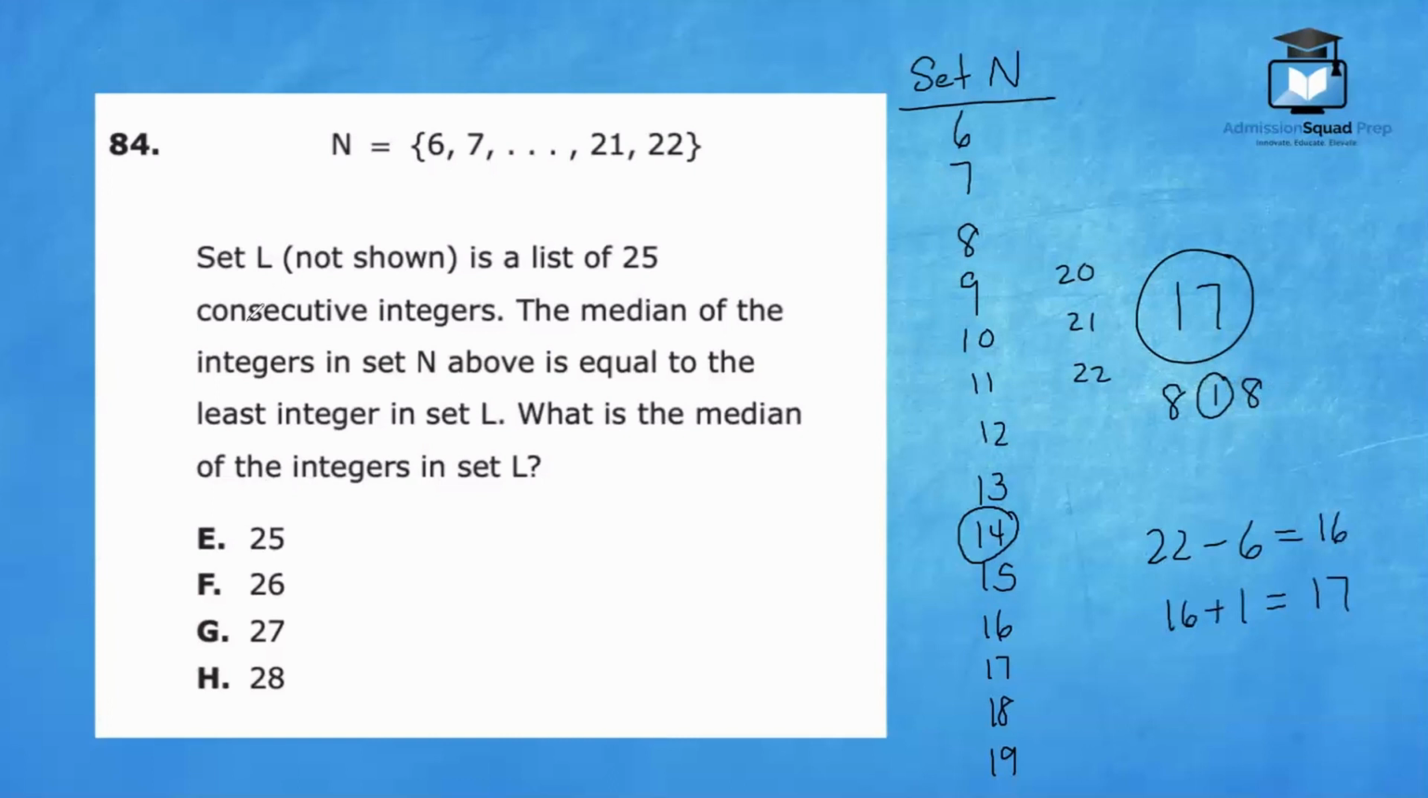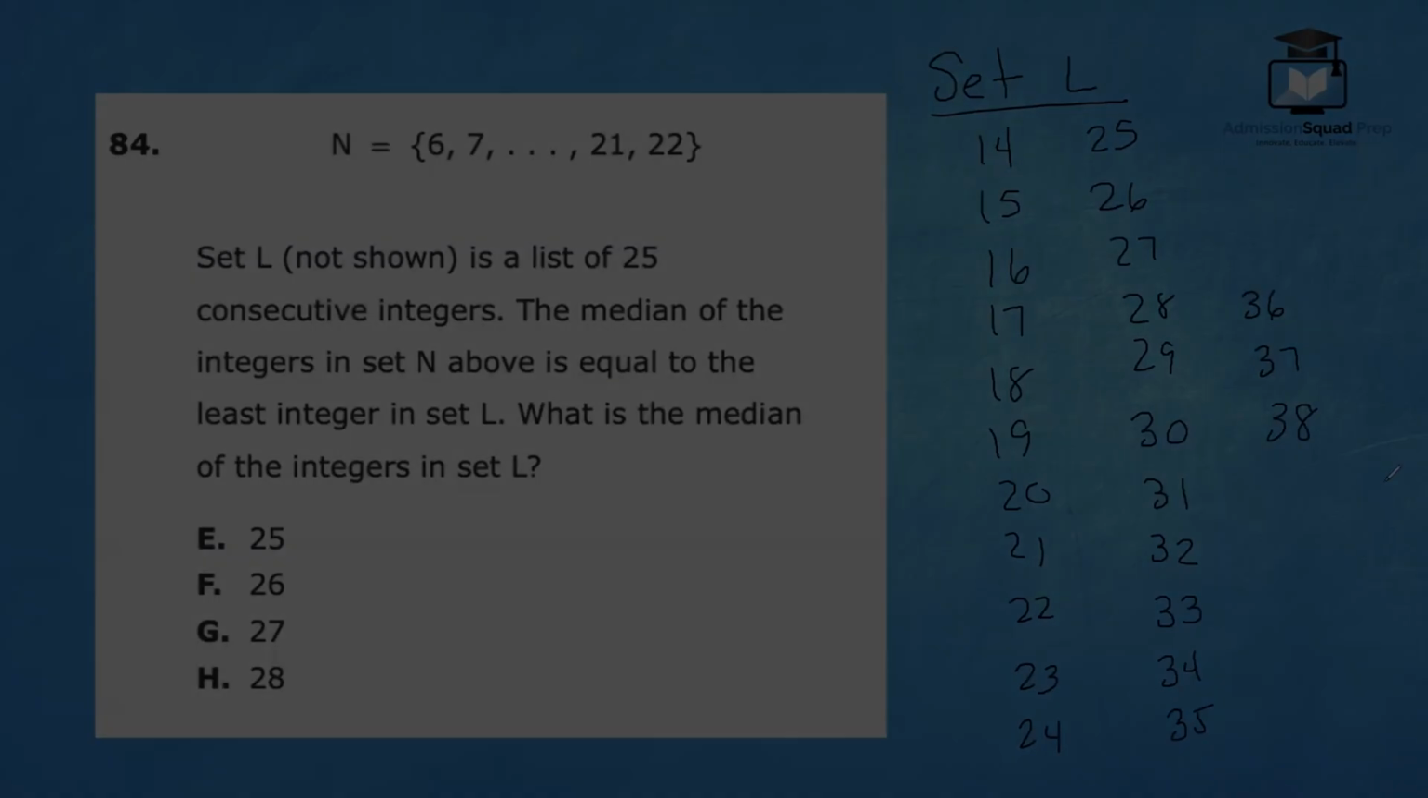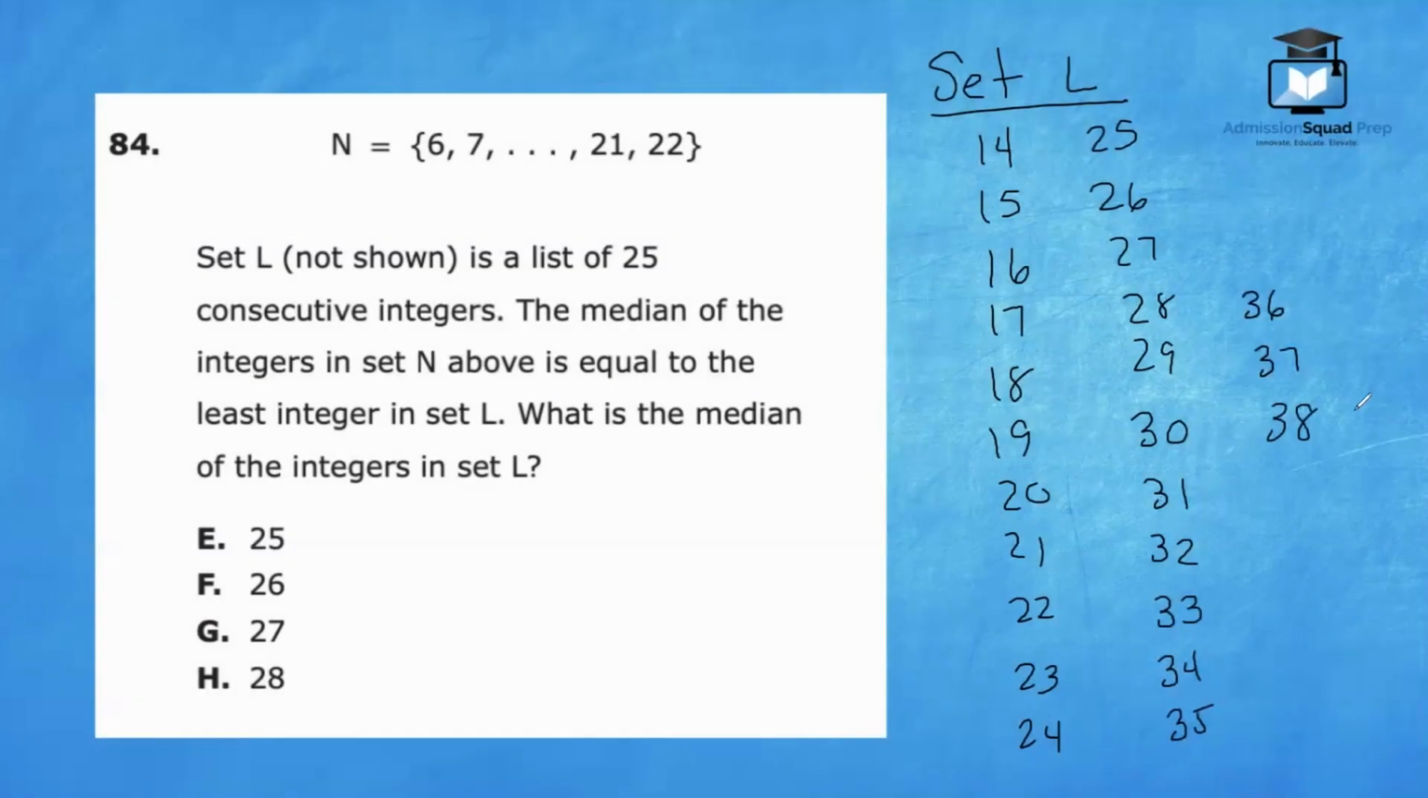So set L is a list of 25 consecutive integers. The median of the integers in set n above is equal to the least integer in set L. So basically set L is starting off at 14. This is where set L starts. What is the median of the integers in set L? If there are 25 numbers, where will set L end? Let's write out the numbers in set L, starting with the number 14. So we have the numbers here in set L.